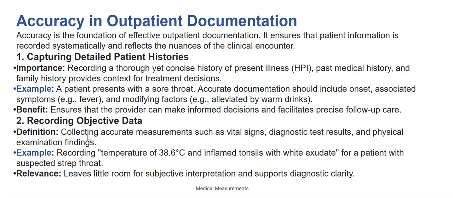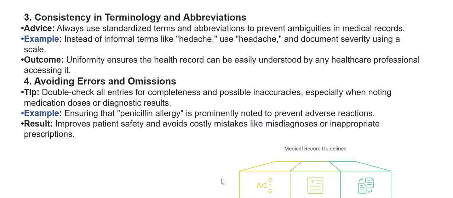Recording objective data. Definition: collecting accurate measurements such as vital signs, diagnostic test results, and physical examination findings. For example, recording a temperature of 38.6 degrees Celsius and inflamed tonsils with white exudate for a patient with suspected strep or streptococcal throat infection. Relevance: it leaves little room for subjective interpretation and supports diagnostic clarity. The medical measurements here: definition, example, and relevance.